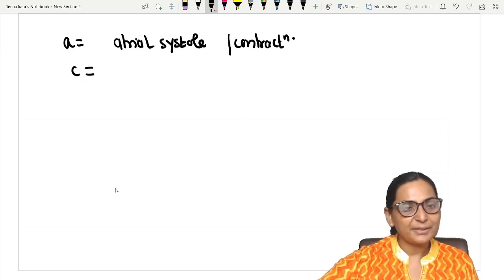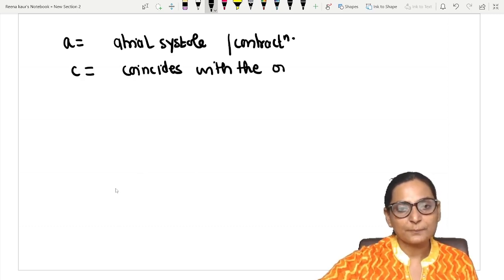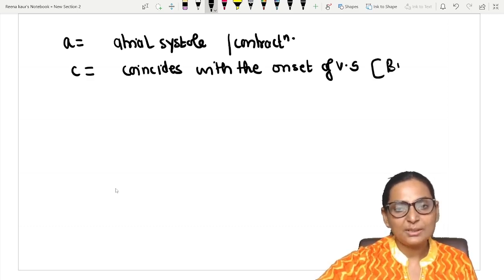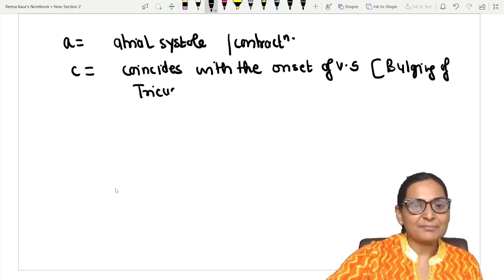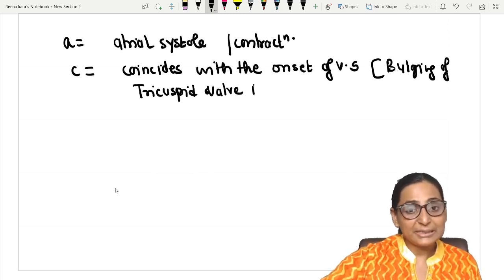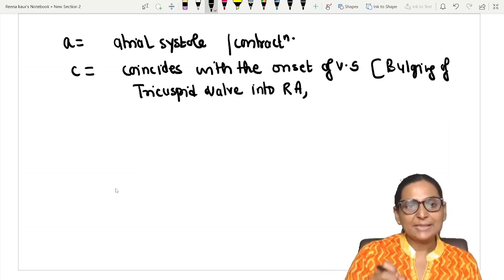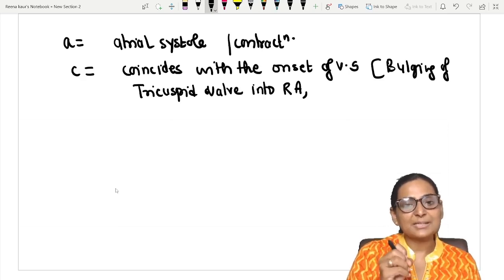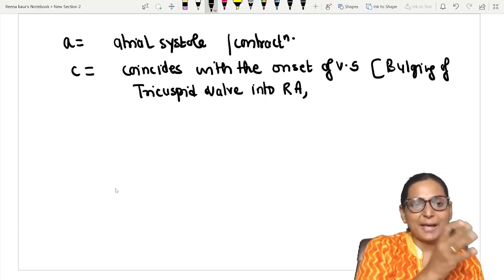So the C wave coincides with the onset of ventricular systole, when there is bulging of the tricuspid valve into the right atrium. Did we not study that in isovolumetric contraction? What happens in isovolumetric contraction? How does it begin? There is closure of the AV valves. That means the bicuspid and the tricuspid.